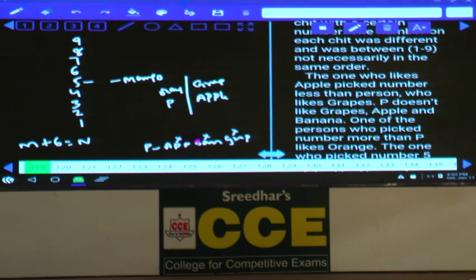Can we have M as 4? There is no chance, because 4 plus 6 is 10, which is not possible. Hence M can be 3, 3 plus 6 is 9, 2 plus 6 is 8, or 1 plus 6 is 7. Isn't it?